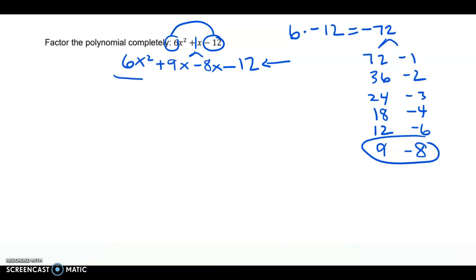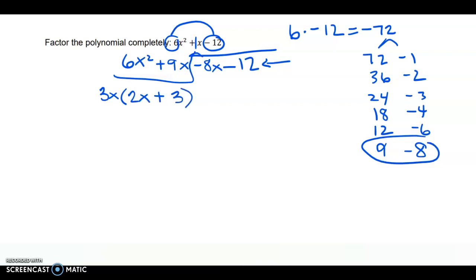So factoring by grouping, I'm going to make my little symbol so I can look at these separately. 6x squared plus 9x, what's the greatest common factor there? Well, I can see 3 goes into both of them, and x. So I'm going to factor out a 3x. 6x squared divided by 3x, I get 2x. 9x divided by 3x, I'll just be left with a positive 3.